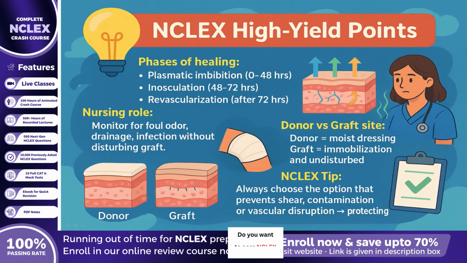To solidify this with high-yield NCLEX points, remember the phases of graft healing: plasmatic imbibition within the first 24 to 48 hours, inosculation around 48 to 72 hours, and complete revascularization thereafter. The graft must remain immobilized throughout this time, with the first dressing change only performed by the surgeon. Nurses should monitor for foul odor, drainage, or signs of infection without disturbing the graft. In contrast, donor sites are managed with moist dressings to promote epithelialization.